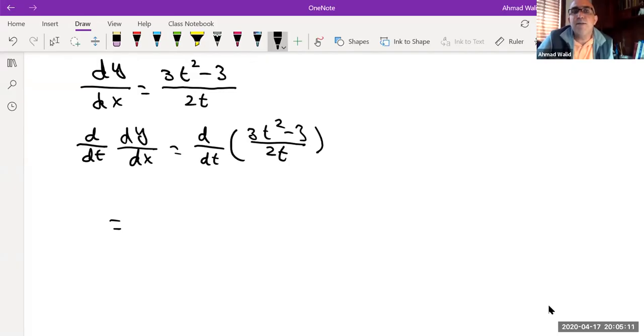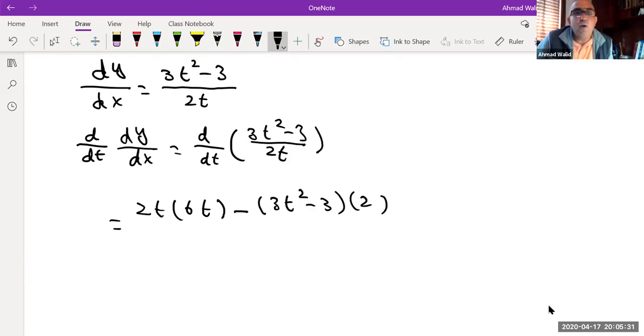Then this one equals g, which is 2t, times the derivative of the top, which gives you 6t, minus f, which is 3t squared minus 3, times the derivative of the bottom, which is 2, over the denominator squared, 4t squared. Any question? I applied the quotient rule: g f prime minus f g prime over g squared. Question?